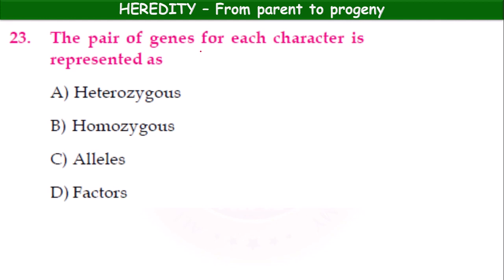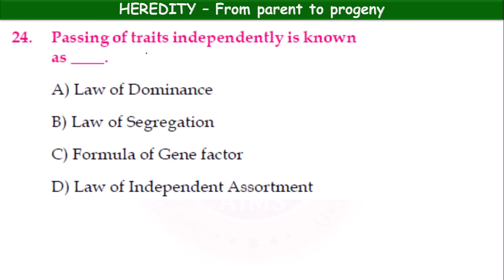Question number 23. The pair of genes for each character is represented as heterozygous, homozygous, alleles, factors. They are alleles. The characters means alleles. Alleles nothing but genes. Okay. Option C. The passing of triads characters independently is known as law of dominance, law of segregation, formula of gene factor, law of independent assortment. Law of independent assortment.